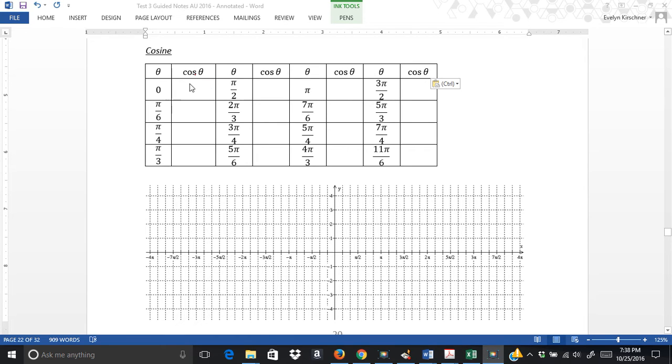Okay, so we want to graph the cosine. We're going to look at all the values between 0 and 2 pi. The cosine does have a period of 2 pi, so I can look at the values in between. These are the ones on the unit circle. Remember, it has a period of 2 pi because after that, we've gone one revolution around the unit circle, and we can go again.